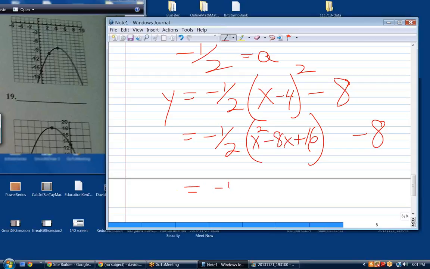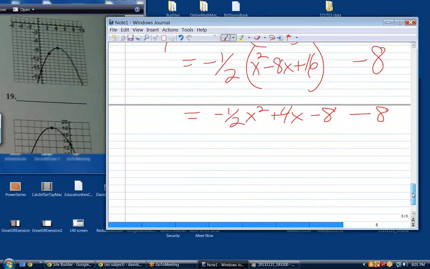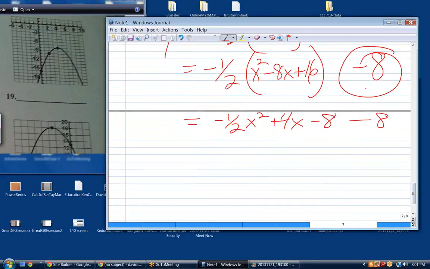Negative 1/2 x squared plus 4x minus 8. Don't forget that last one. So now what's the final quadratic in standard form? Y equals negative 1/2 x squared plus 4x minus 16.